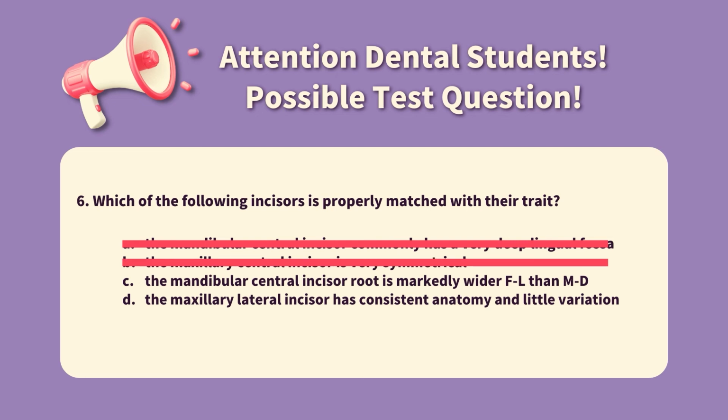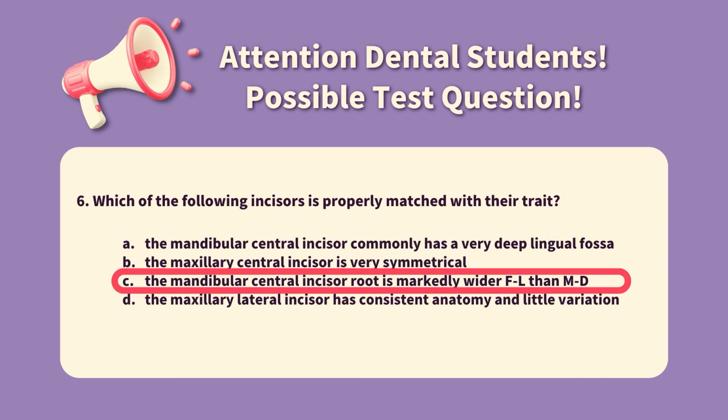The mandibular central incisor root is markedly wider facial-lingually than mesial-distally. That's correct. The mandibular incisors tend to have that ribbon-shaped tooth, meaning the mesial-distal is much narrower compared to facial-lingual. Let's look at D option anyways. The maxillary lateral incisor has consistent anatomy and little variation. Well, that's definitely not right. The maxillary lateral incisor is the second most varied tooth in the mouth. The correct answer is C. The mandibular central incisor root is markedly wider facial-lingually than mesial-distally.